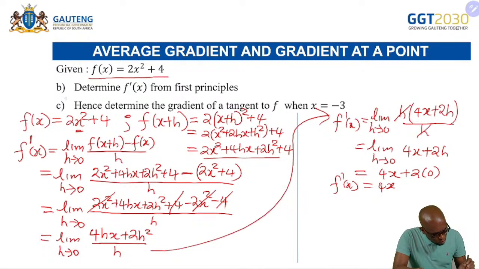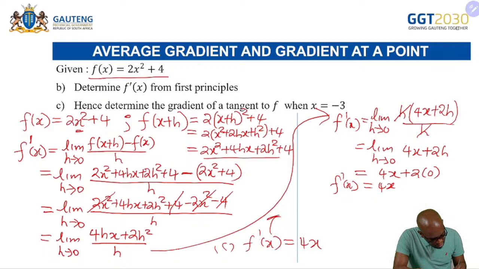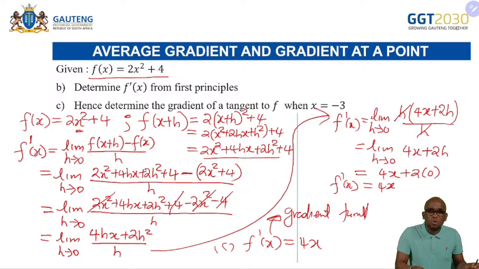And the next question says, hence determine the gradient of the tangent when x is equals to minus 3. Remember, f prime of x, we need to understand this. F prime of x, this is the gradient function. That's very, very important. It's the gradient function. We've differentiated, we get what we call the gradient function. It tells us how the gradient changes as x changes.